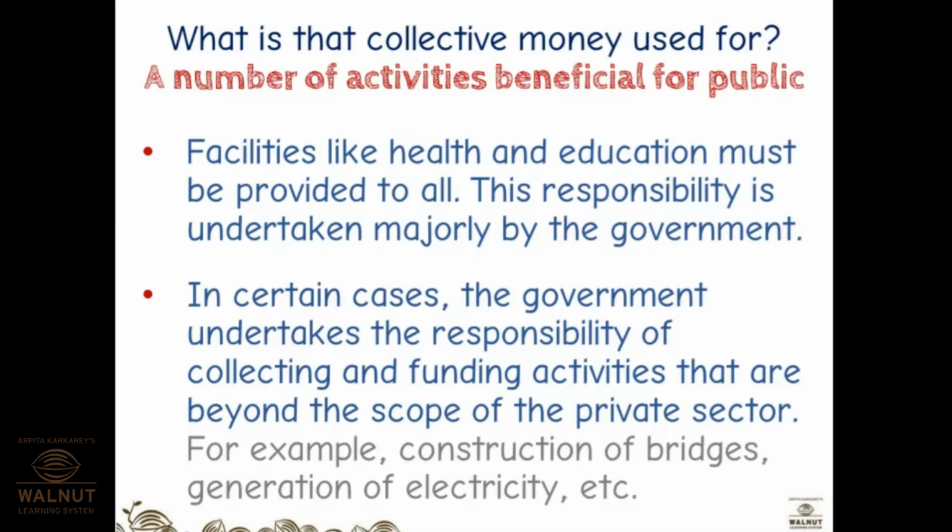So a number of activities beneficial for the public, like facilities like health and education, must be provided to all. Unless a good health is there, if you wish to be in school and you're not feeling well, you cannot go. So education as well as health, both are primary necessities, and that is a primary facility which the government has to provide. This responsibility is undertaken majorly by the government.